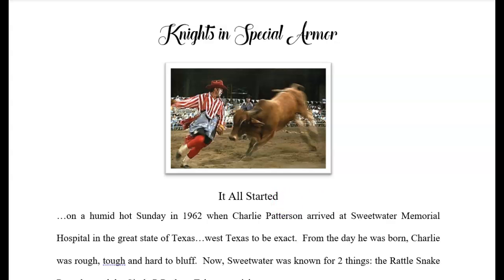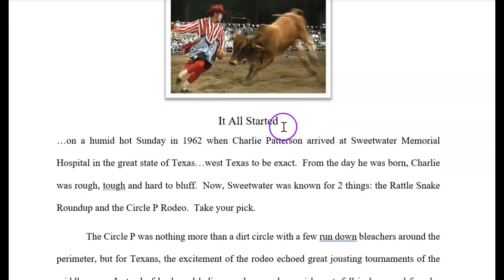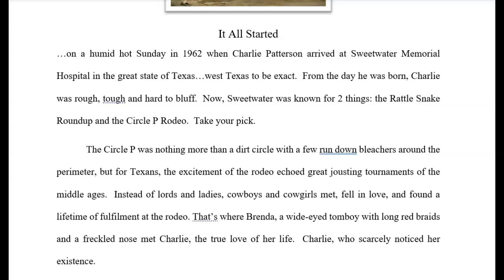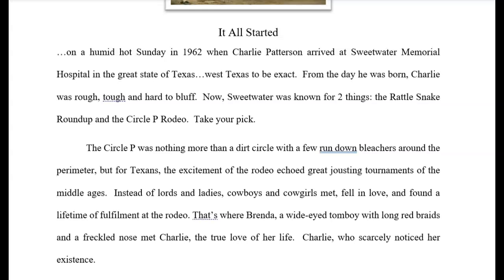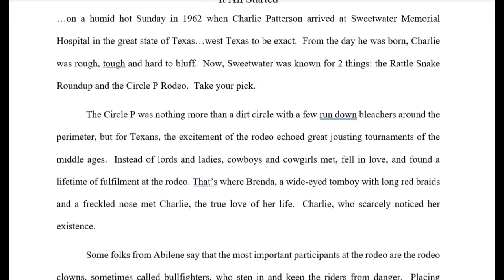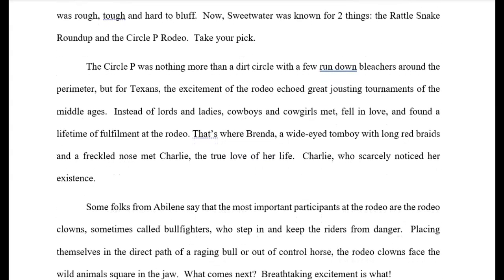So instead of using the word summary page or once upon a time or whatever, I'm going to use: It all started on a humid hot day, Sunday in 1962, when Charlie Patterson arrived at Sweetwater Memorial Hospital in the great state of Texas, West Texas to be exact. From the day he was born, Charlie was rough, tough, and hard to bluff. Now, Sweetwater was known for two things, the Rattlesnake Roundup and Circle P Rodeo. Take your pick. The Circle P was nothing more than a dirt circle with a few run-down bleachers.